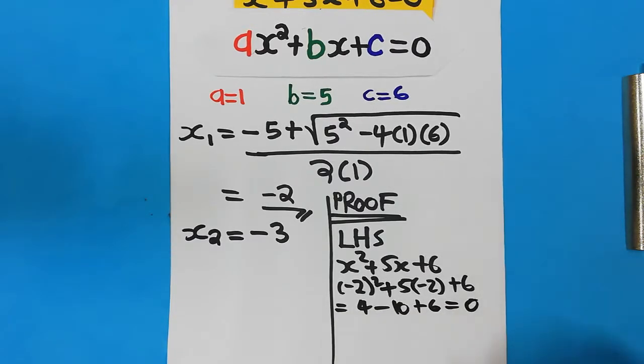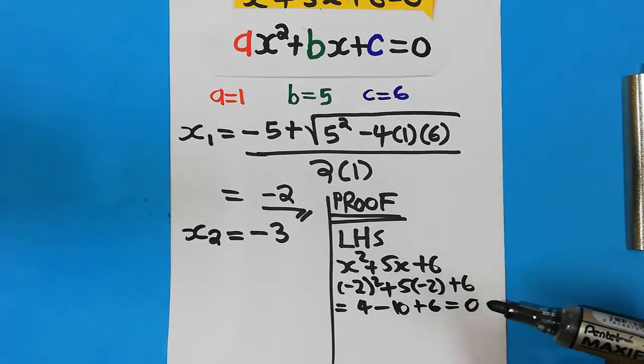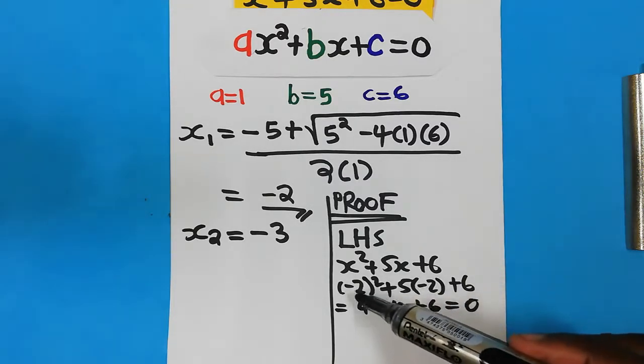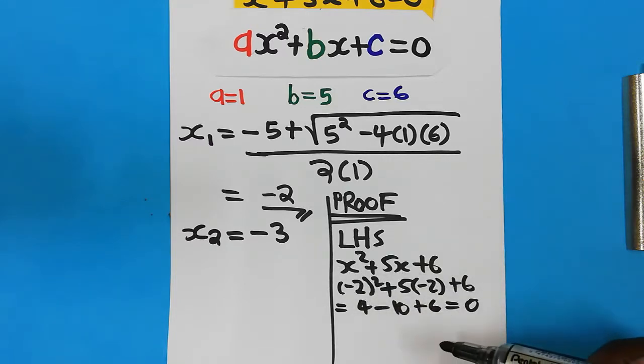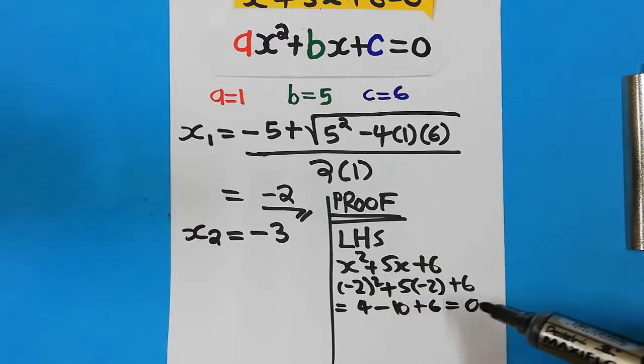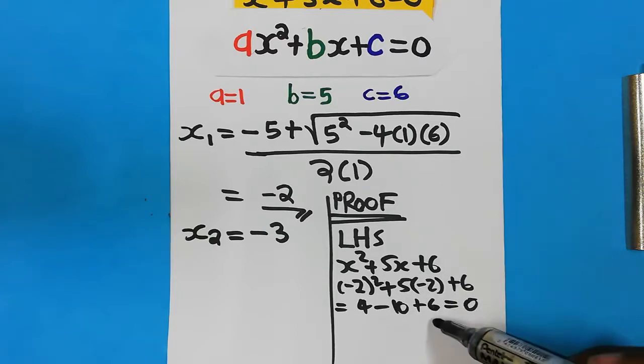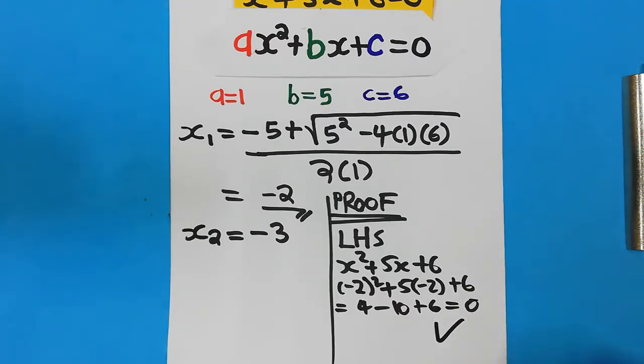So it equals 0. The same thing will be true when you substitute minus 3 in place of x, so you're going to get 0. So it means that our answer is correct. Let's move to the next one.